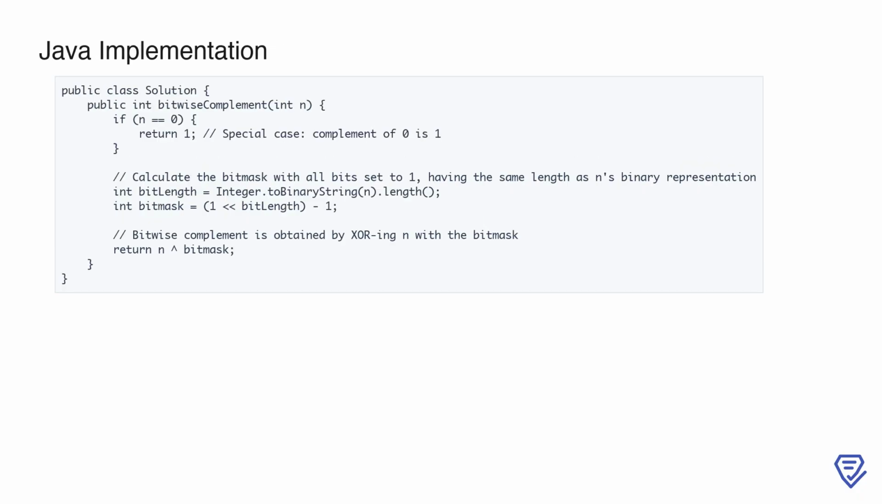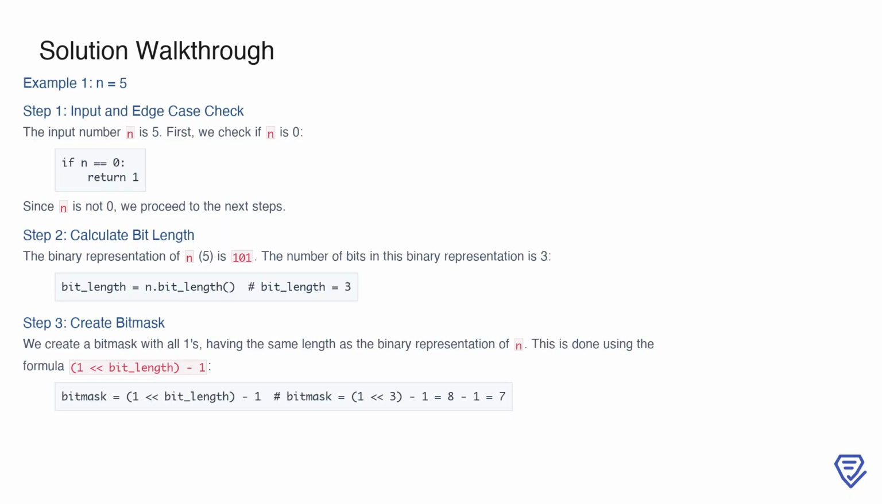This is the Java implementation of LeetCode problem number 1009, Complement of Base 10 Integer. The logic mirrors the provided Python implementation. Key differences include Java-specific syntax, such as using Integer.toBinaryString(n).length() to determine the number of bits in the binary representation, and explicit type declarations. The method calculates the bit mask based on the binary length of the input n, and computes the complement using the XOR operation. We start with an input number, n equals 5.